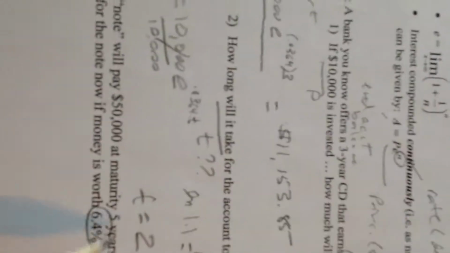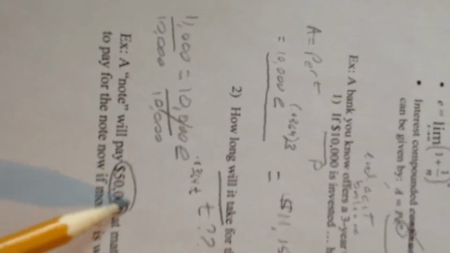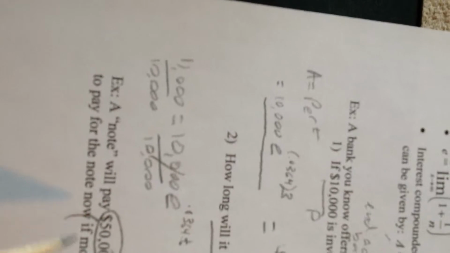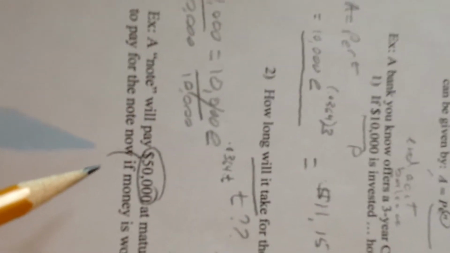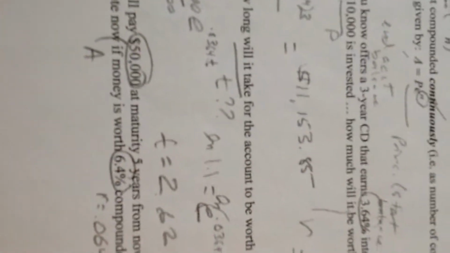Third type of example is a note will pay $50,000 at maturity in 5 years from now. How much should you be willing to pay for the note now if money is worth 6.4% compounded continuously? So again, that's my rate, but I need it as a decimal. 5 years is my time, right there. So t equals 5. And I'm getting paid $50,000, which means that's how much I'm going to end up with at the end. So that's my A, that's the end. And I want to know how much it is worth, how much I should be willing to invest basically.